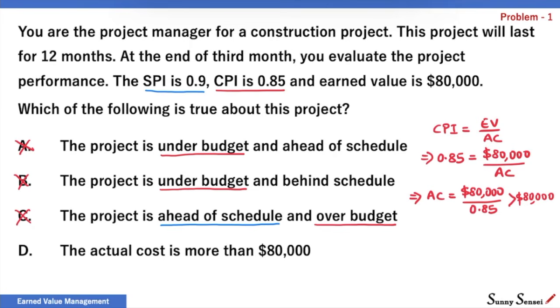Actually, we could have reached this conclusion without doing any math. We know that the CPI is less than 1. We are over budget. The actual cost has to be more than the earned value of $80,000. D is the answer.